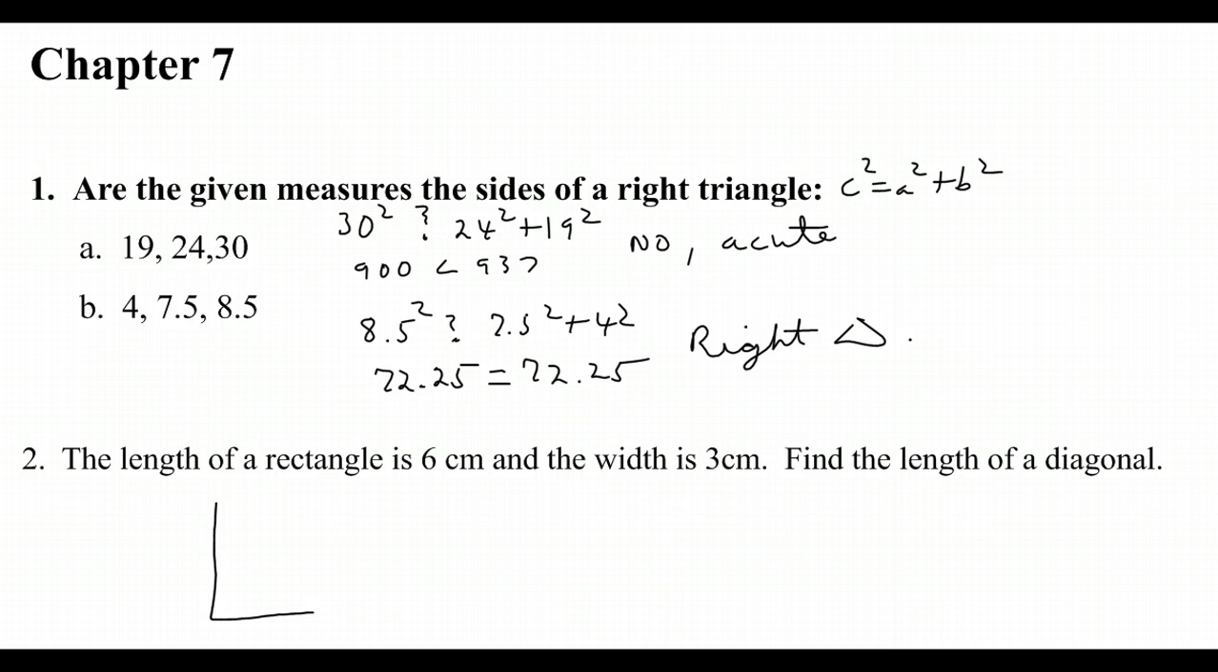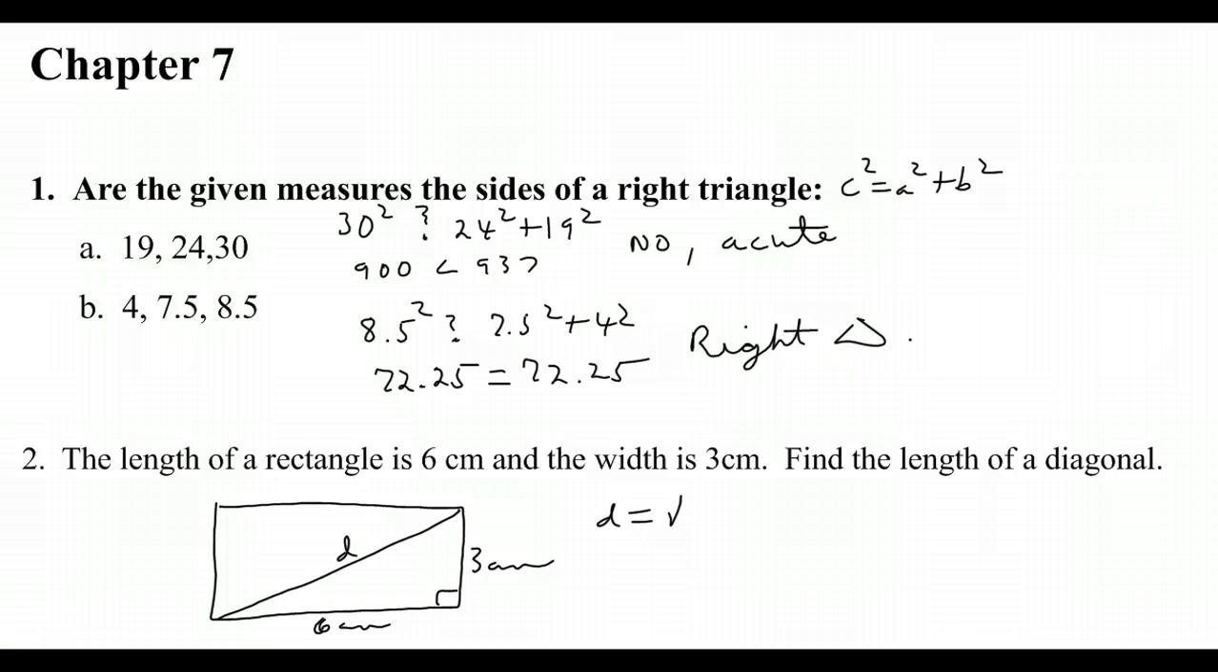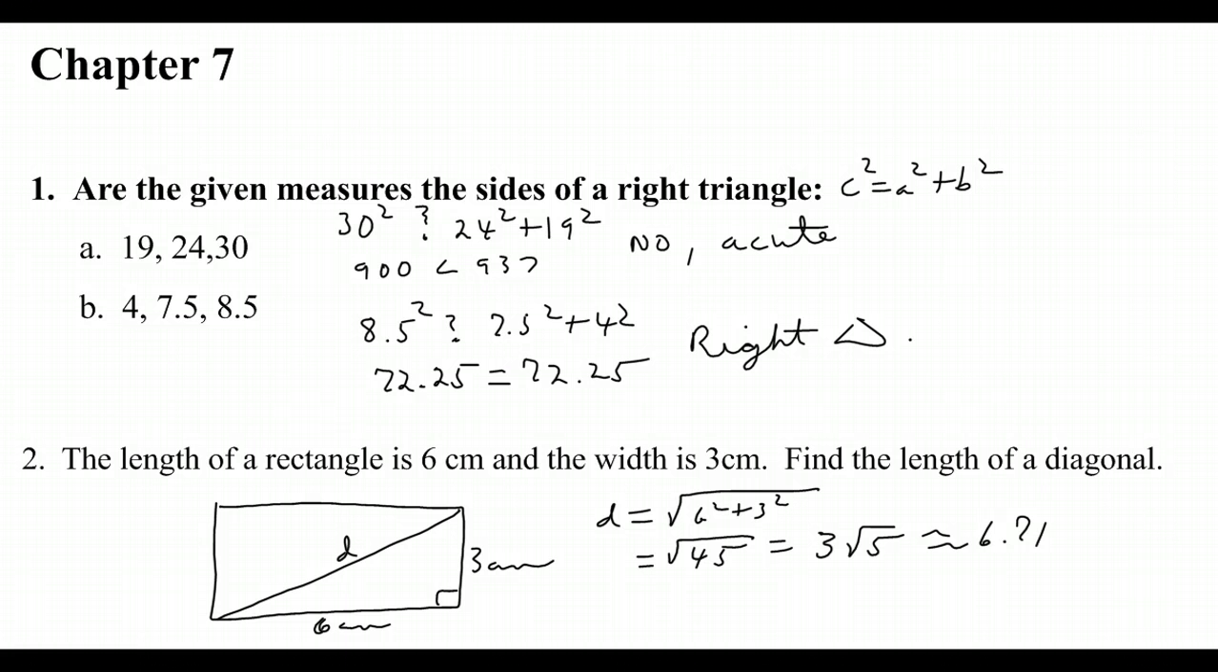Here I've got a rectangle. It says my length is 6 centimeters and my width is 3 centimeters. It wants me to find the diagonal. I know this is a right angle since this is a rectangle, so I will use my Pythagorean theorem, and I end up with the square root of 6 squared plus 3 squared, which is the square root of 45, reduces to 3 times the square root of 5, or about 6.71.